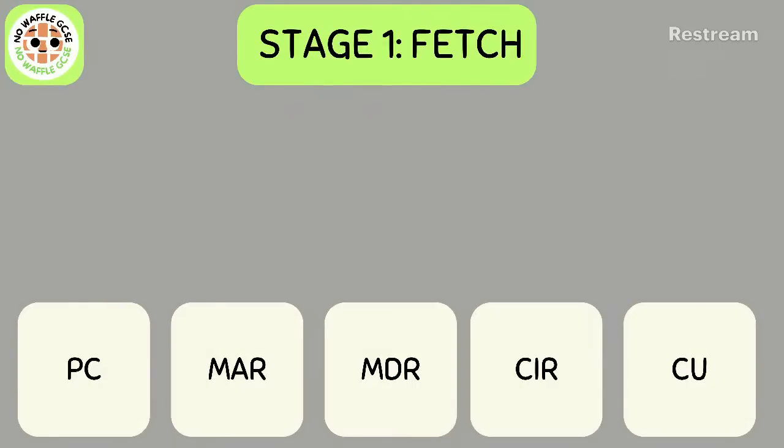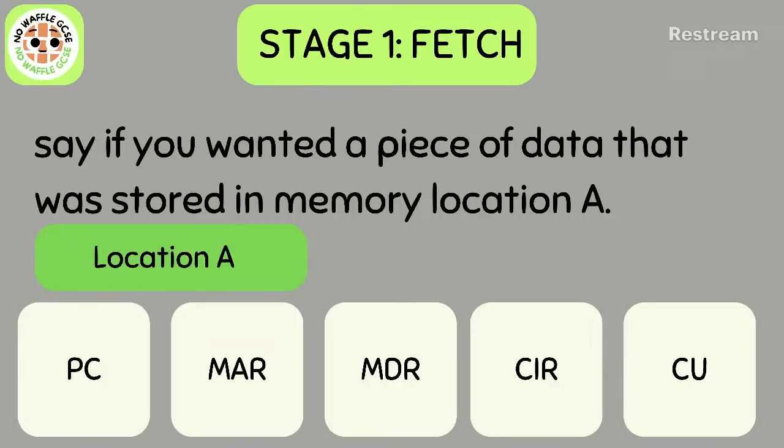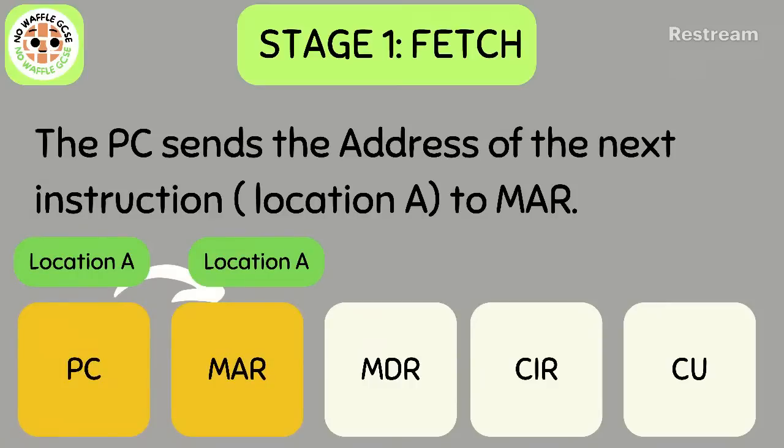Okay, so stage 1 of the FDE cycle is the fetch stage. So what that means is, if you wanted a piece of data that was stored in memory location A, imagine we have memory location A over there. The PC, the program counter, sends the address of the next instruction, location A, to the MAR. So imagine the next instruction, we're now on to fetching data from location A. So the PC sends the address of the next instruction to the MAR.